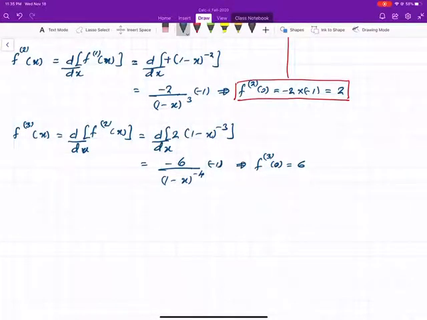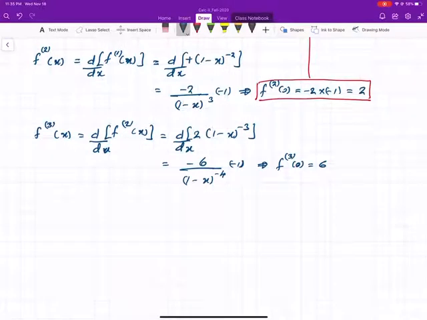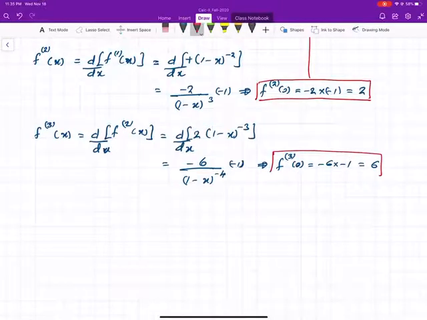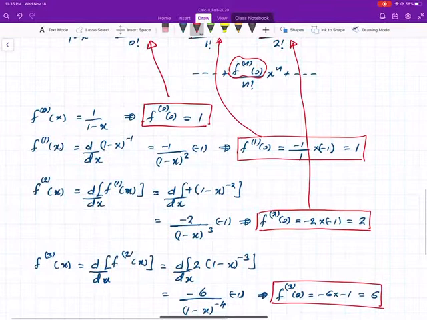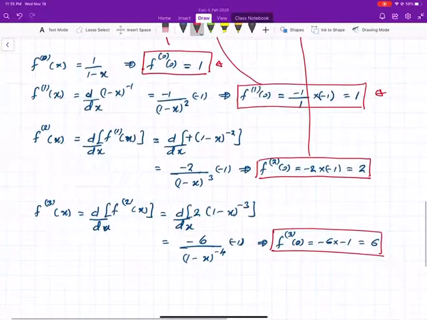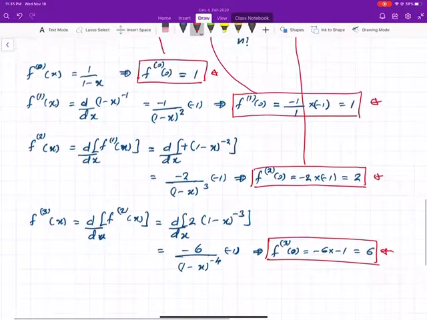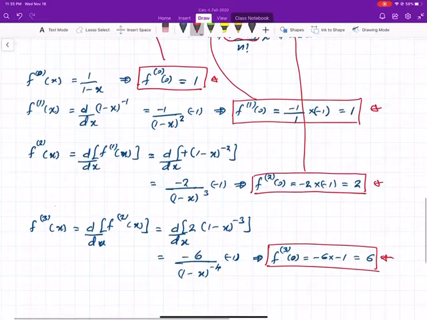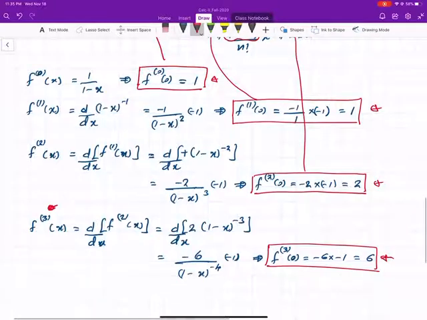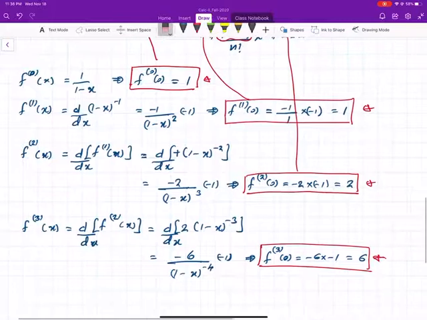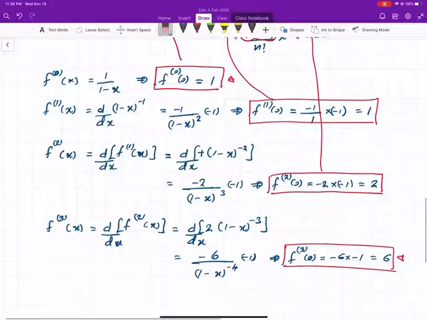Now check whether you can understand a pattern. Let me expand this a little bit. Here this is minus 6 multiplied by 1, which is 6. Previously it was 1, again 1, 2, now it is 6. I don't know whether you can understand a pattern. If you can't understand a pattern, you have to go to the next term, that is f with the fourth derivative. Alright.